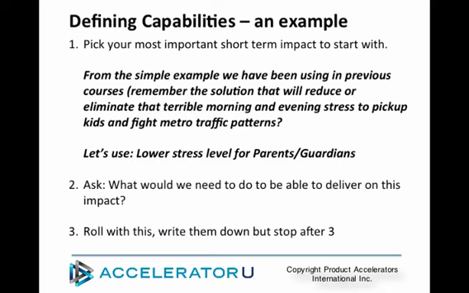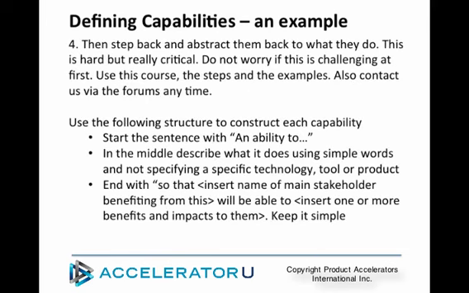Step 2. Ask, what would we need to do to be able to deliver on this impact? For step 3, if you've come up with various features at this stage, write them down, but stop after 2 or 3, and let's focus back on the actual capability. Step 4 is about stepping back and abstracting it. Let's see what we came up with.